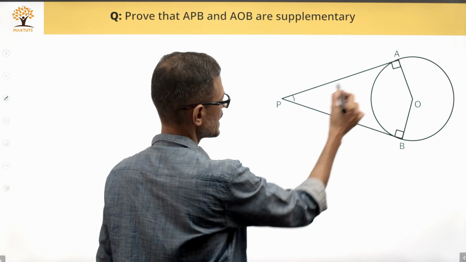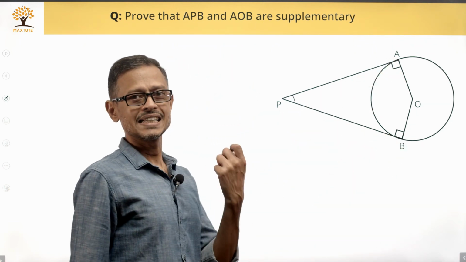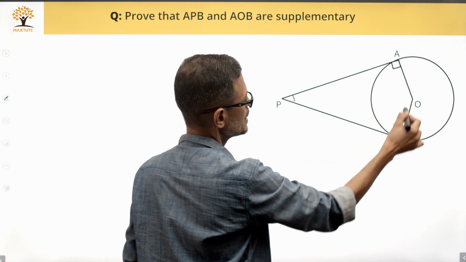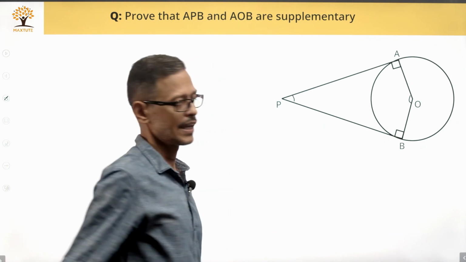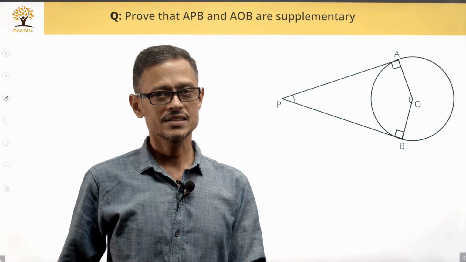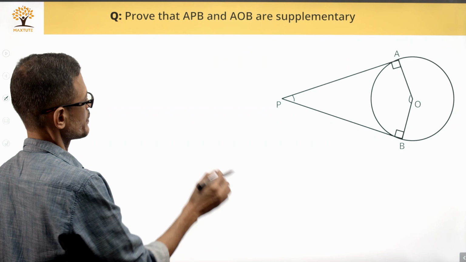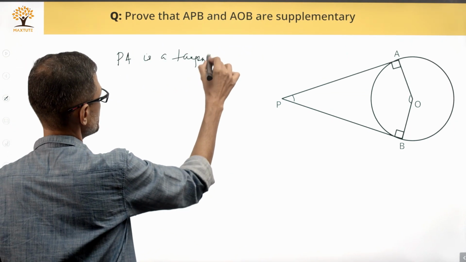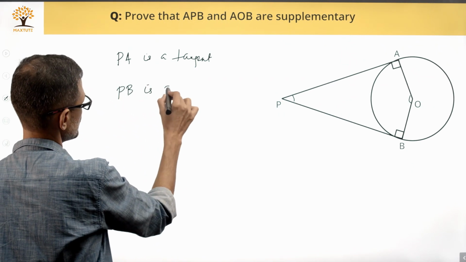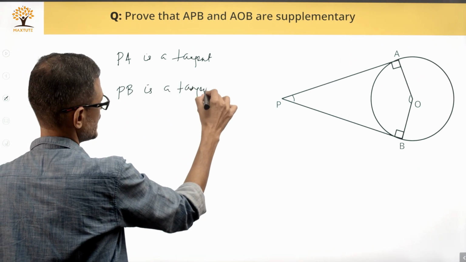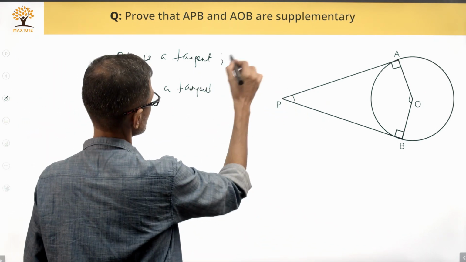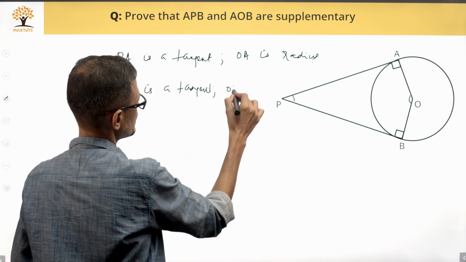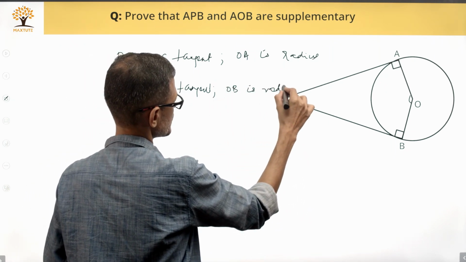We need to prove that the angle between the two tangents and the angle subtended by the line joining the place where the tangents meet the circle with the center of the circle, which is this angle, angle AOB, are supplementary. First thing what I marked is what we are going to say. PA is a tangent, PB is a tangent, and it's very clear that OA and OB are radius. OA is radius and OB is also radius.